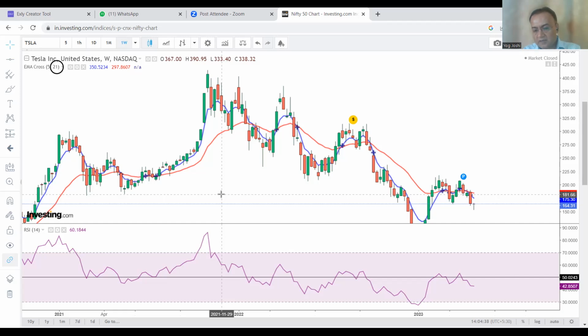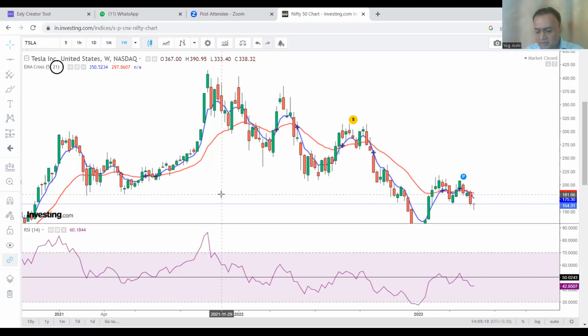And RSI, relative strength index. What is the index? An index is a numerical value which indicates whether it is on the buying side or the selling side. It is just like a thermometer value. If your temperature is almost 100 or 101, it indicates that you are suffering from fever, and if your temperature is 96 or 97, you are a normal person.